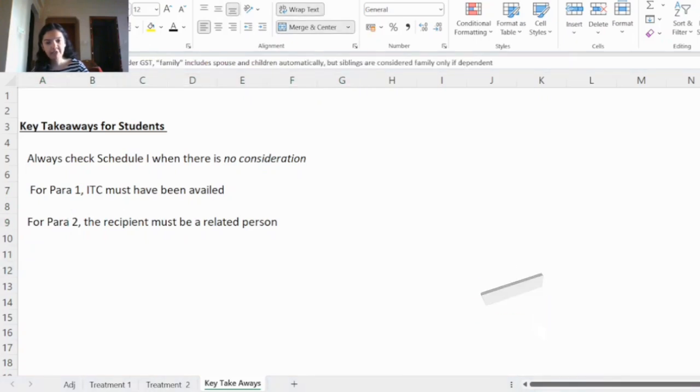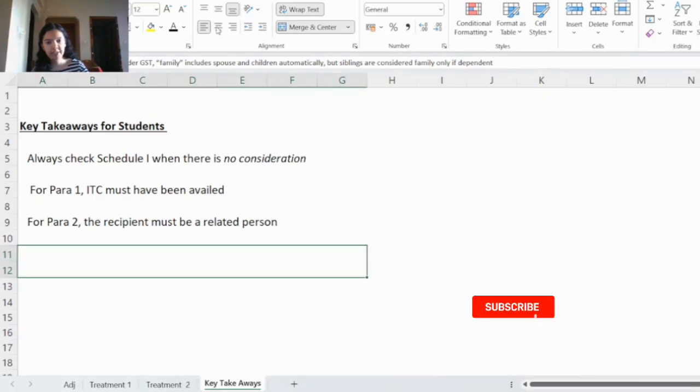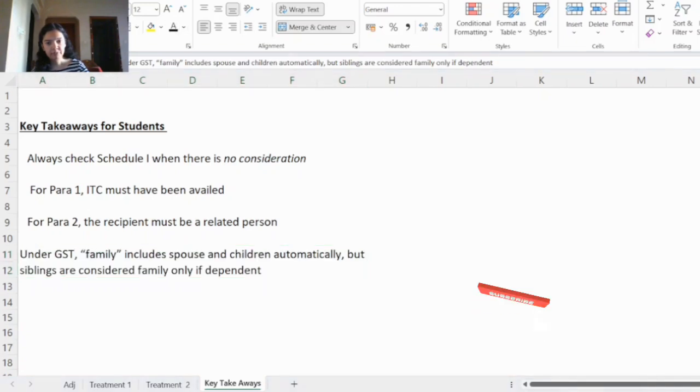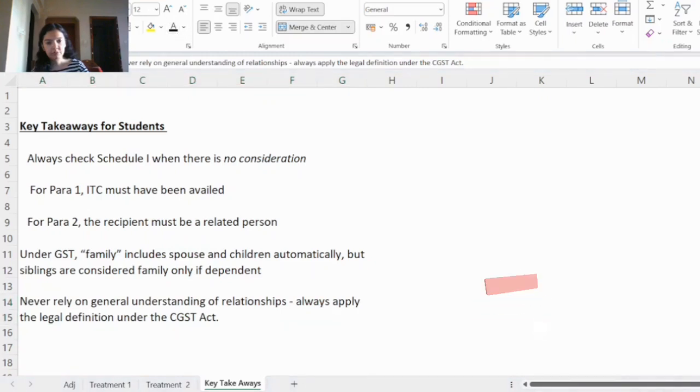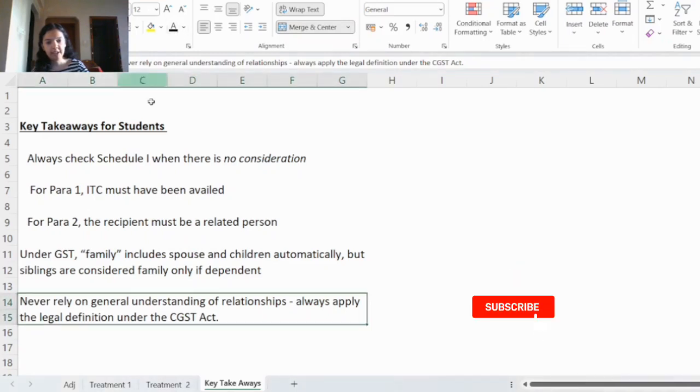Under the GST Act, family includes spouse and children automatically. But siblings are considered family only if they are dependent. Never rely on general understanding of relationship. Always apply the legal definition under the CGST Act. So next time when you see a question like this, don't rush to call it a deemed supply. Analyze whether Schedule 1 really applies.